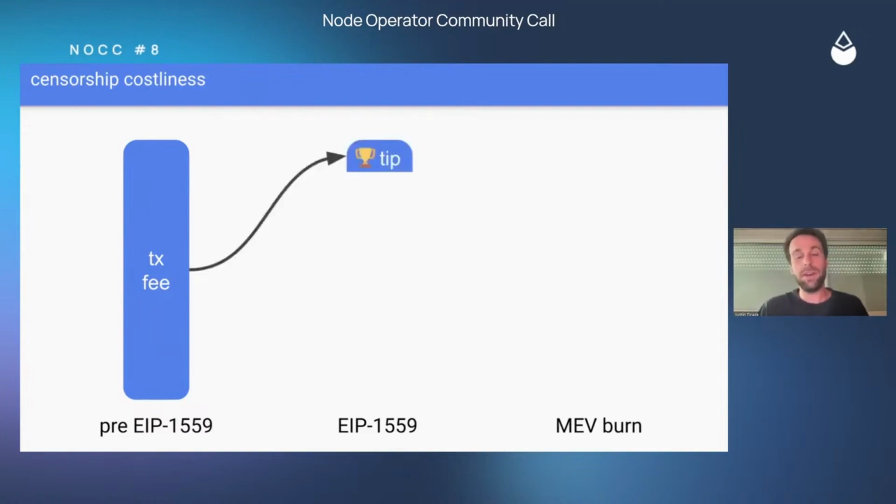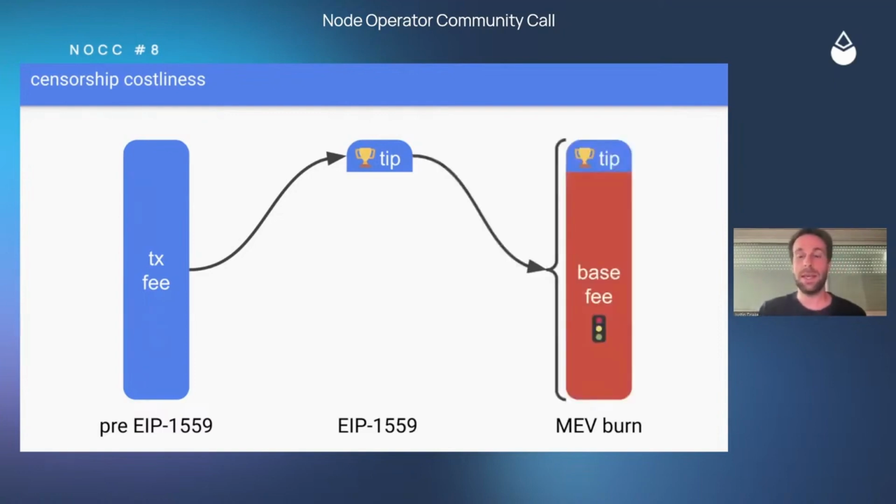With EIP 1559, you're only losing the tip, and generally the tip is much smaller than the base fee. So for example, right now the base fee might be 30 gwei per gas, and generally a tip of 1 gwei per gas is sufficient, so a 30x delta. And so the cost of censorship today is actually extremely small, because you're ignoring a few transactions, but at the end of the day, you're really just losing a few pennies of opportunity cost per transaction.